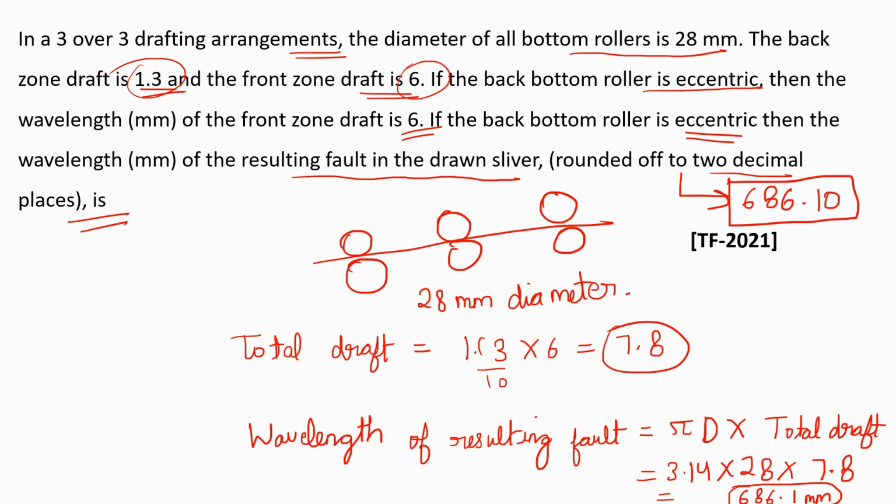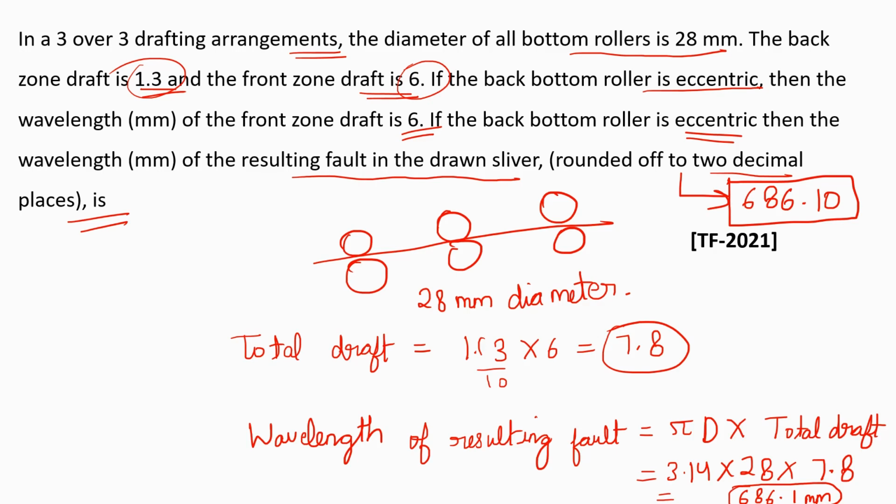The wavelength of the resulting fault in the drawn sliver is 686.10. It is the correct answer. I think you have understood. This was also a 2-mark question of NAT type from the drafting arrangements.